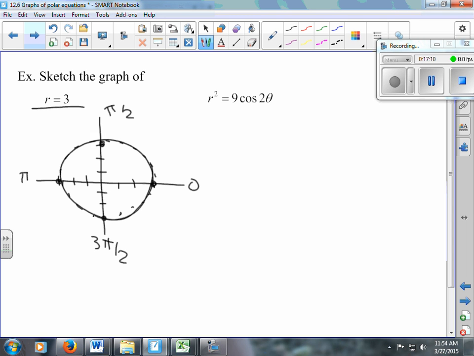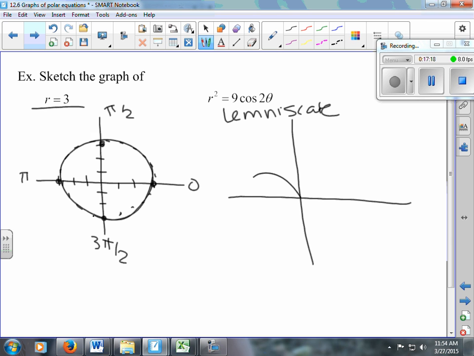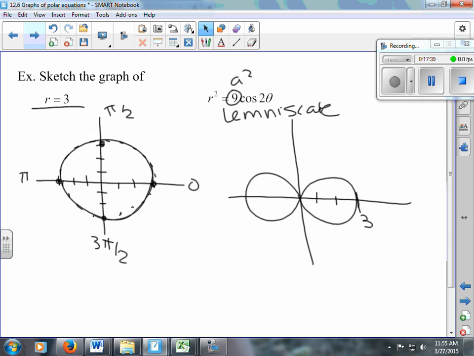And then this one, r squared equals 9 cosine 2 theta. I don't know if you remember this, but this is a lemniscate. And it's cosine, so we're going to be an infinity sign along the x-axis. And this value right here will be 3, because this was your a squared. And so there's something to be said for memorizing the types of graphs, because it's obviously way faster to graph them, but you do have to memorize. All right, and that's all for this section.